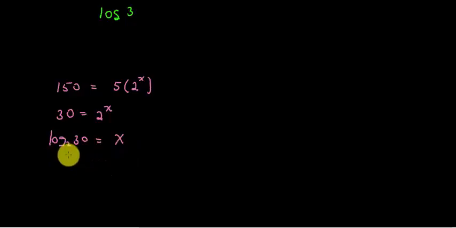Again, I'll use my change of base formula. And so I'll just use log base 10. So I'll say log base 10 of 30. Right? We do the argument first, and then we divide by log base 10 of 2. And that would be equal to x.